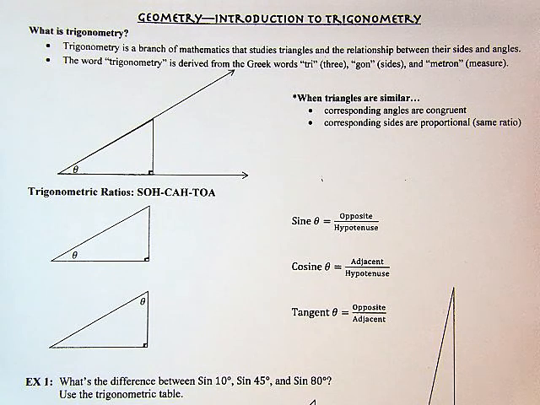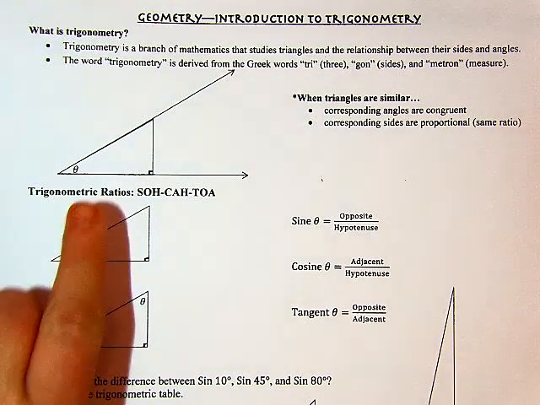The word trigonometry is derived from the Greek words tri, which means three, gon, which is sides, and metron, which is measure. So what I'm giving you here is a visual just as a good starting point.